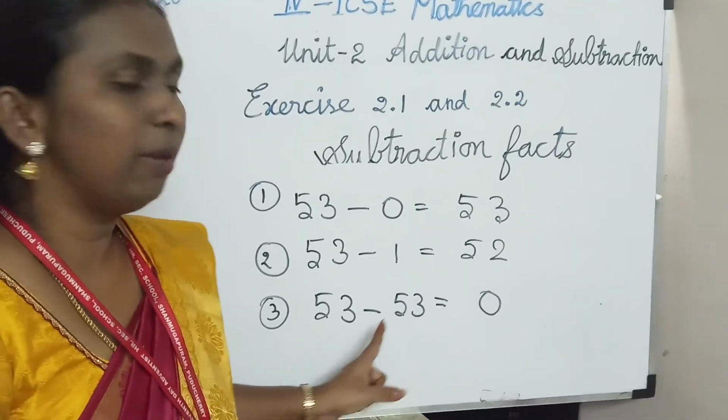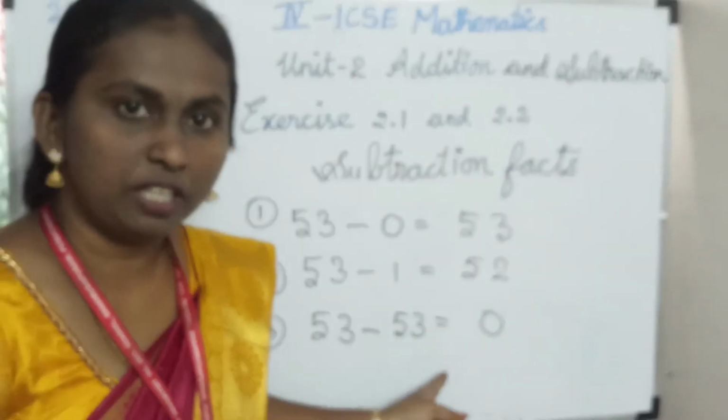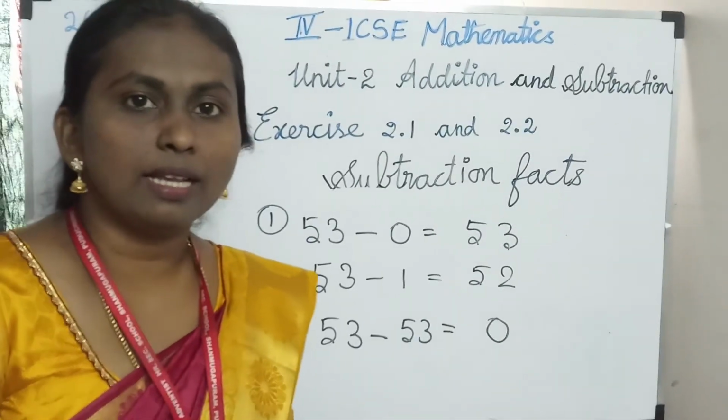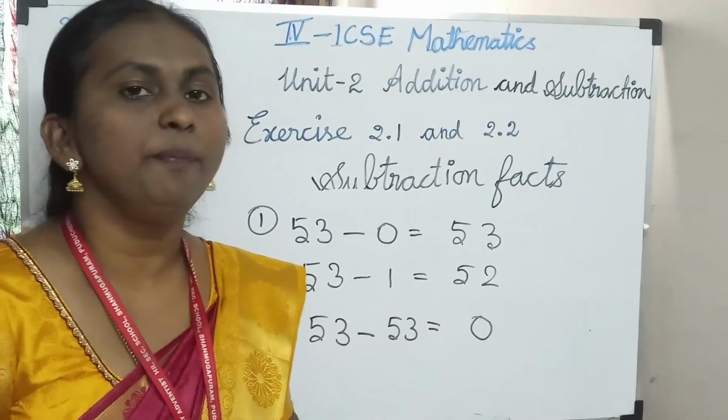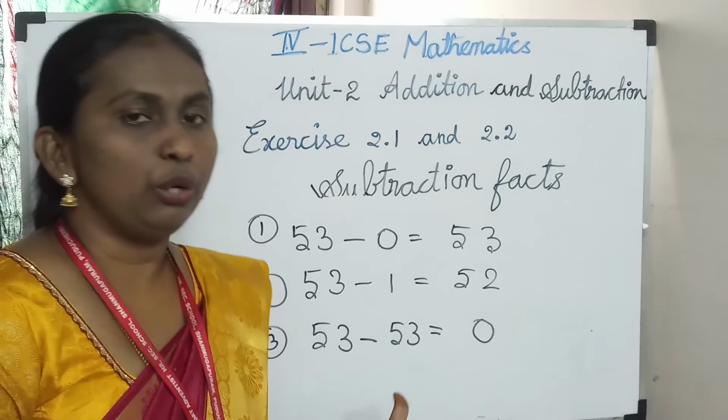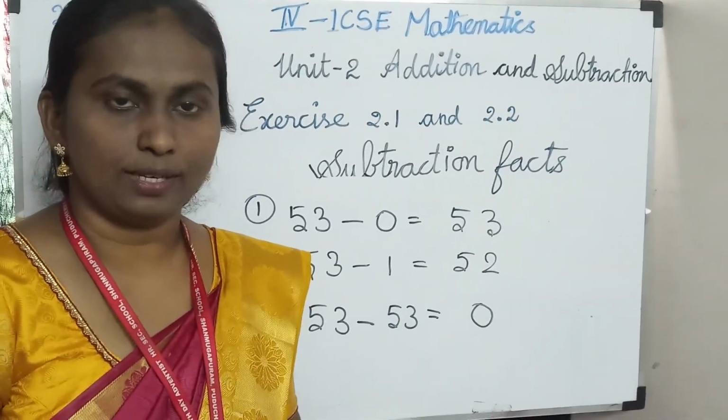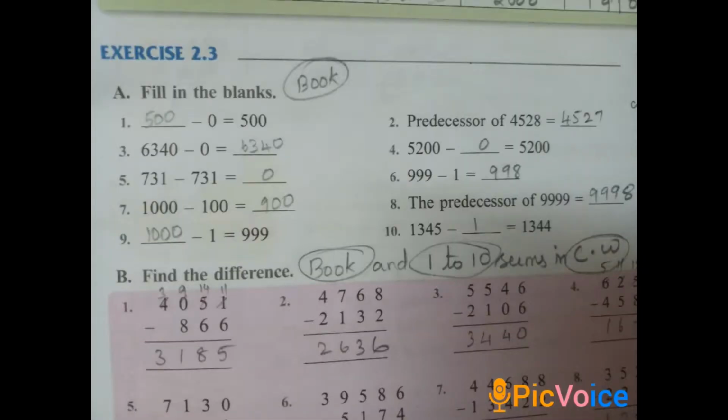Next one is the same number, 53 minus 53. We are going to get the answer 0. When we are subtracting the same number, the answer will be 0. Now we will go to the exercise section. Exercise 2.3 on page number 35.